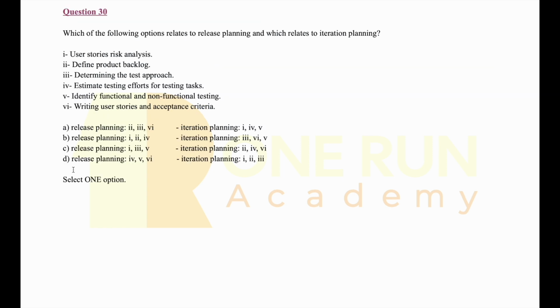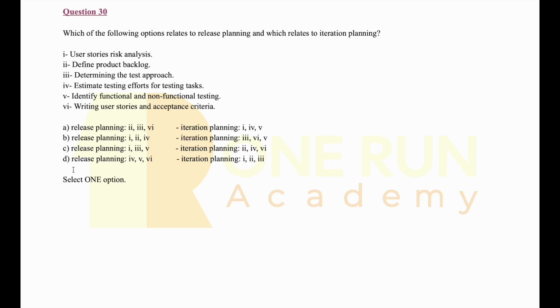And finally, the last question for today is question number 30. In this question, you are provided with several activities and asked to determine which of these activities relate to release planning and which relate to iteration planning. These activities are: 1. User story risk analysis. 2. Defining product backlog. 3. Determining the test approach. 4. Estimating test efforts for testing tasks. 5. Identifying functional and non-functional testing. 6. Writing user stories and acceptance criteria.